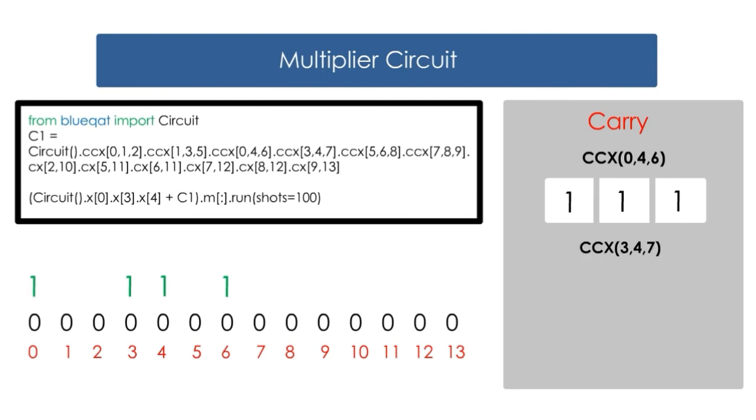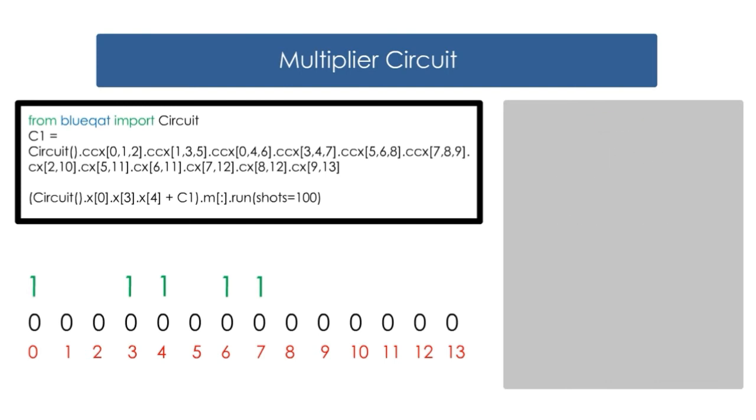Then next, we take qubits at 3, 4 and 7. Since the two control gates are equal to 1, then the target gate will flip to 1. Again, the rest of the carry circuit are equal to 0 because both the control gates are not equal to 1, so the target gate will not flip. Let us look at the sum circuit.